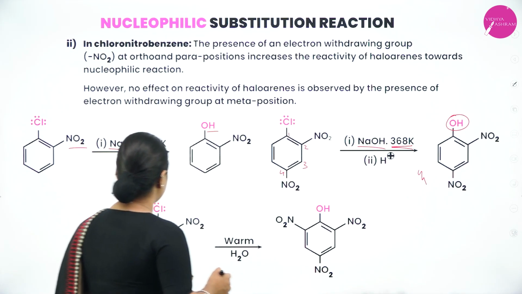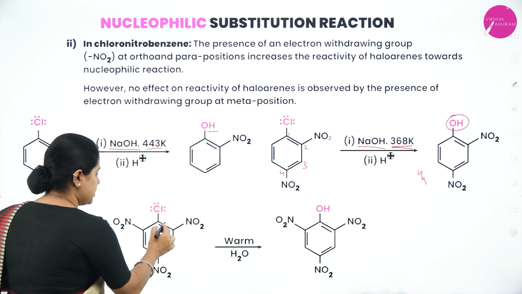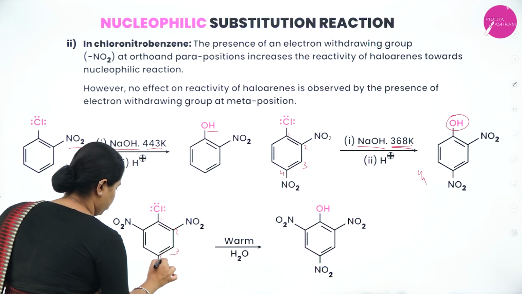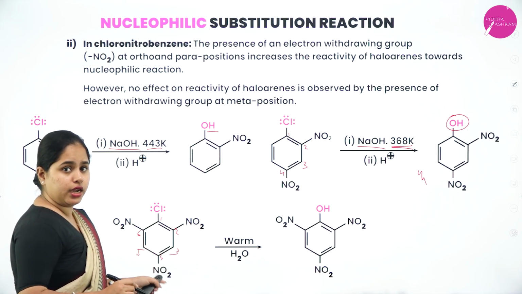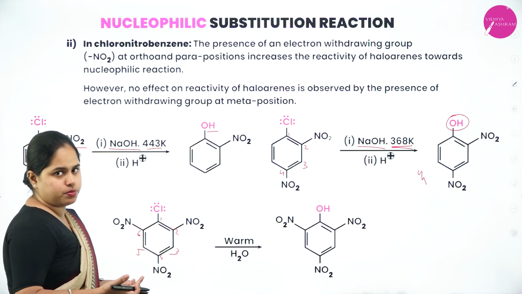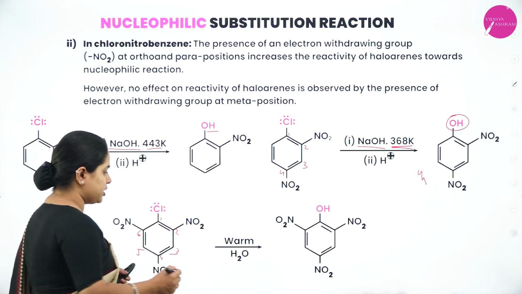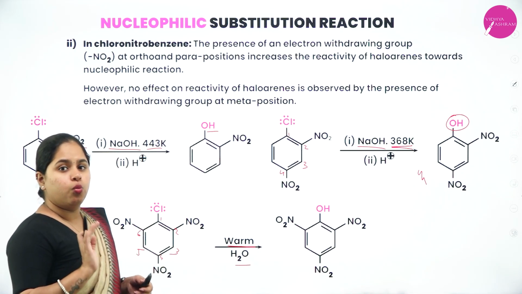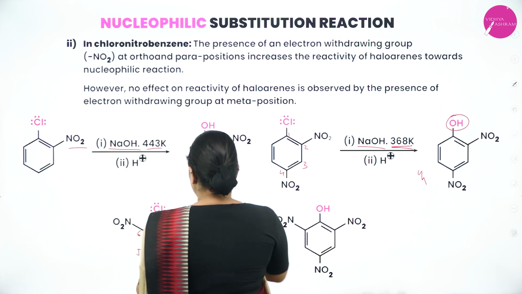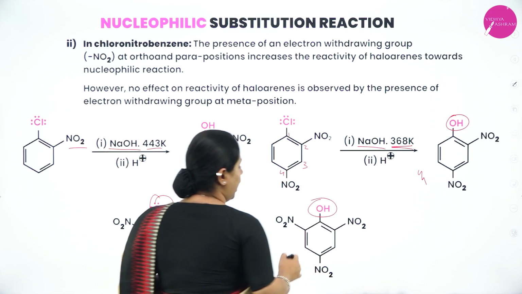Now the last one, as you can see, it is 1, 2, 3, 4, 5, 6. That is 2,4,6-trinitrochlorobenzene which is being formed. In this case, we just have to warm it in the presence of water. We just have to warm it. What is going to be formed? The halogen will be replaced by the hydroxyl group.